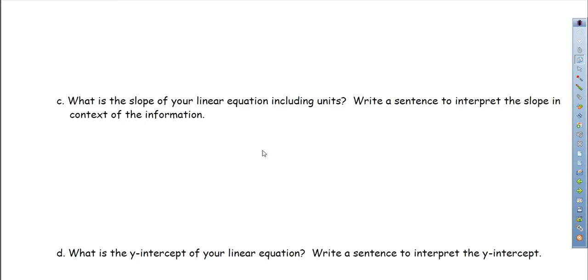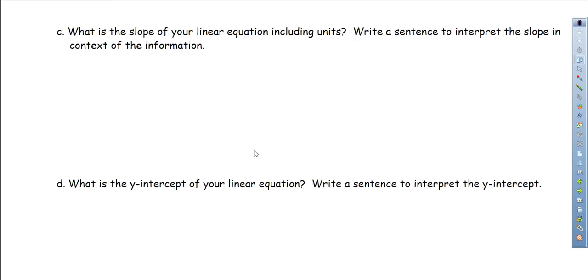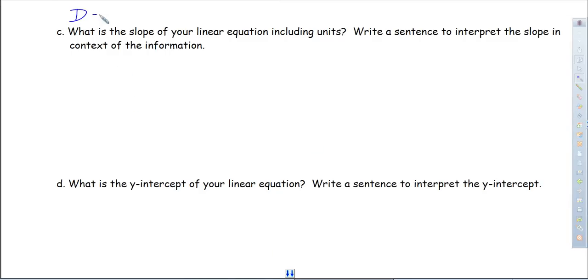All right, let's move into part C. I'll leave a little space because I'm going to rewrite that equation above just so we have something to reference. So here we had d equals negative 62t plus 358. So part C asks you, what is the slope of your linear equation, including the units?